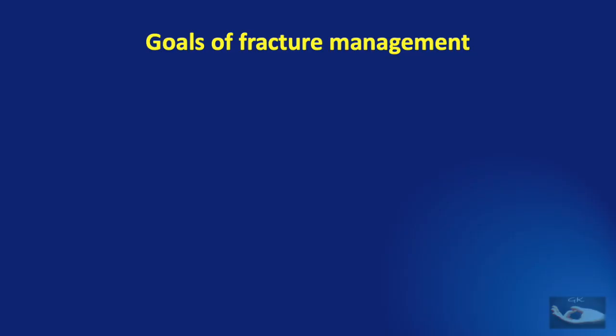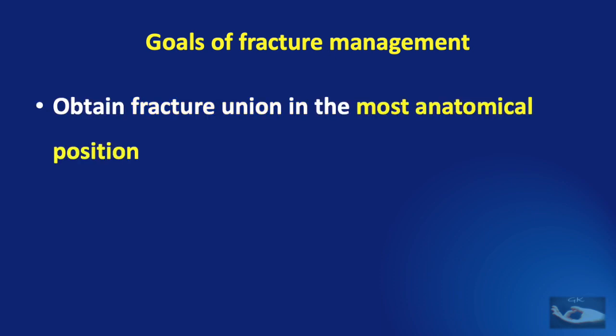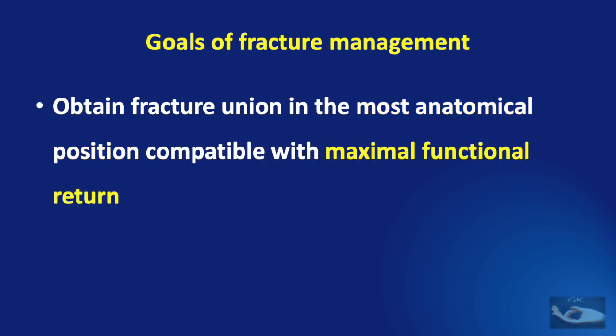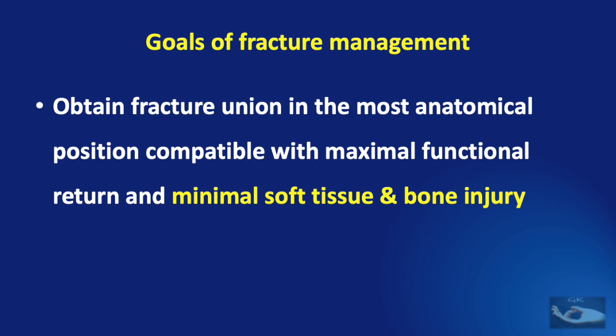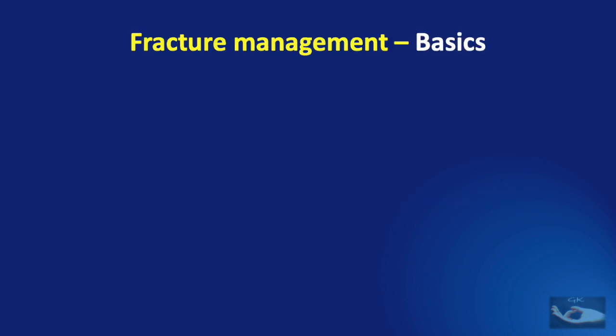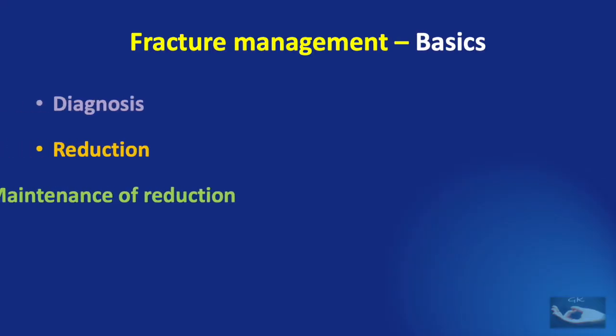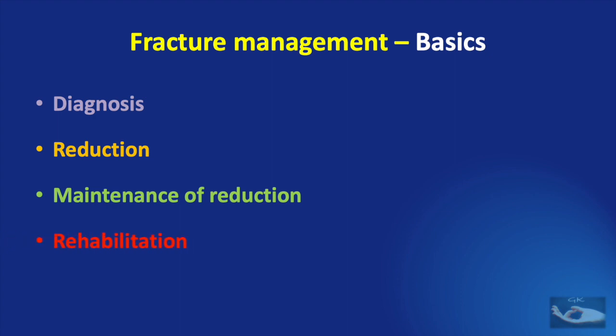The goals of management of any fracture are to obtain fracture union in the most anatomical position compatible with maximal functional return and minimal soft tissue and bone injury. And to achieve this, there are 4 steps to be followed. Diagnose correctly, reduce the fracture, maintain the fracture in the reduced position, and rehabilitation.